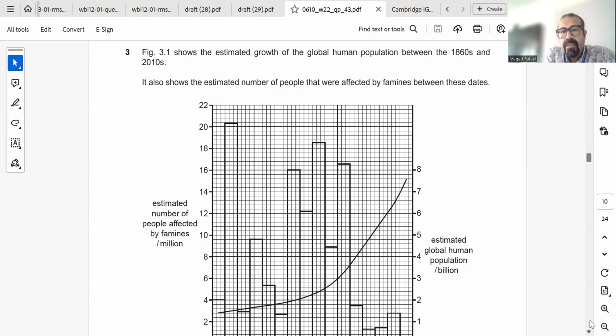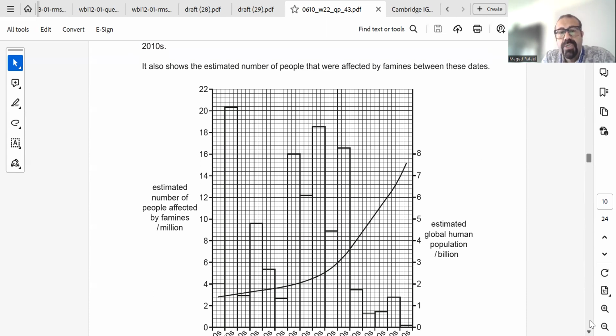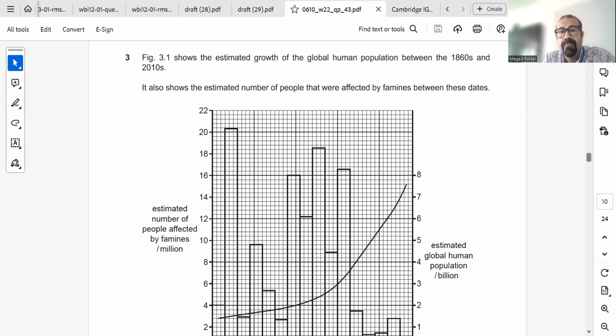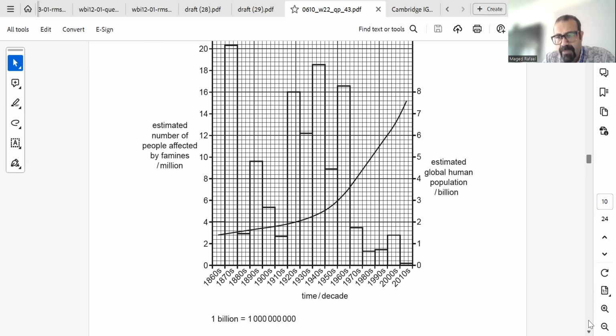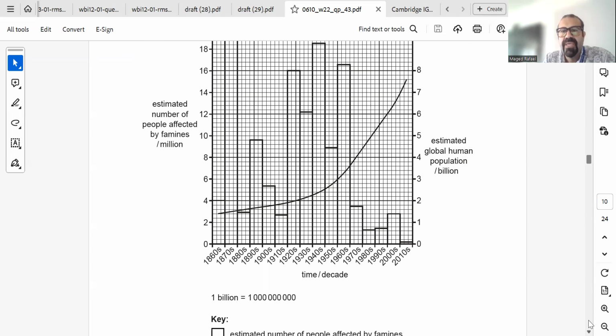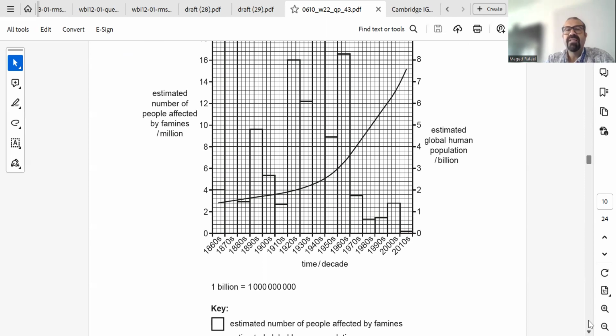Question 3 is giving you a bar chart or histogram showing you the estimated growth of the global human population between the 1860s and 2010s. It also shows the estimated number of people that were affected by famine between this. Famines, kids, so that nobody is surprised by what this word is. Affected.